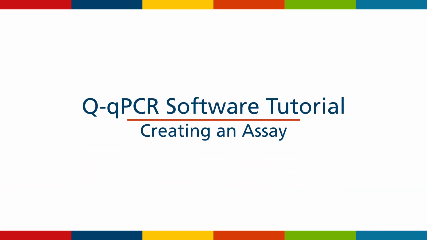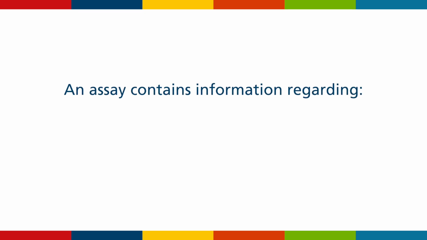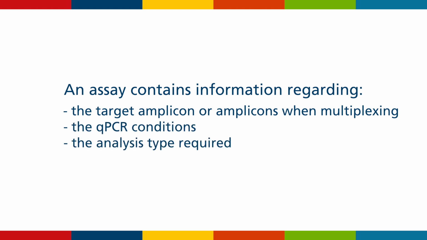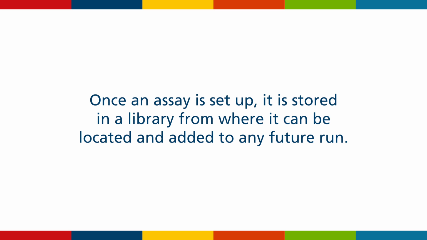Q-qPCR software tutorial, Creating an Assay. An assay contains information regarding the target amplicon or amplicons when multiplexing, the Q-PCR conditions, and analysis type required, along with various analysis parameters. Once an assay is set up, it is stored in a library from where it can be located and added to any future run.